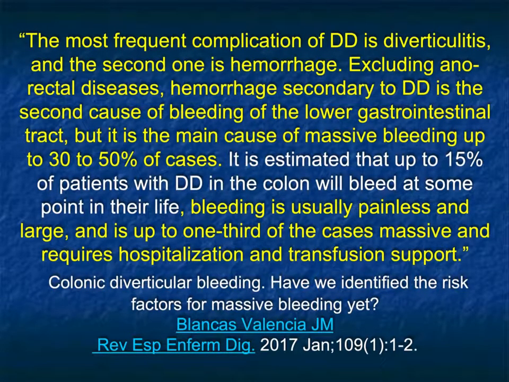We spoke about complications of diverticular disease, and when you think about diverticular disease, it's common, older population. Abdominal pain is one of the most common symptoms. One of the second most common symptoms is hemorrhage. Okay, hemorrhage secondary to diverticular disease is the second cause of bleeding of the lower GI tract, but is the main cause of massive bleeding in up to 30 to 50% of cases.